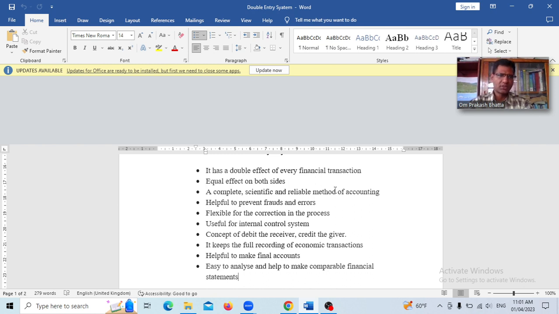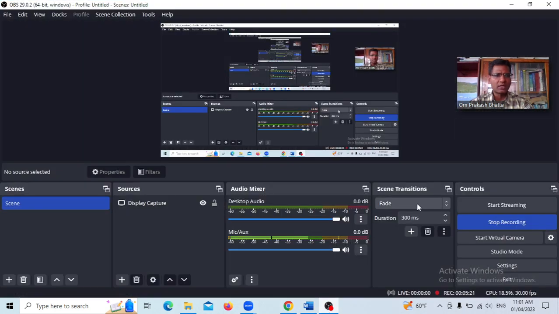So simply this much is the double entry system. The double entry system is simply a modern, systematic and scientific record keeping system. Thank you very much.